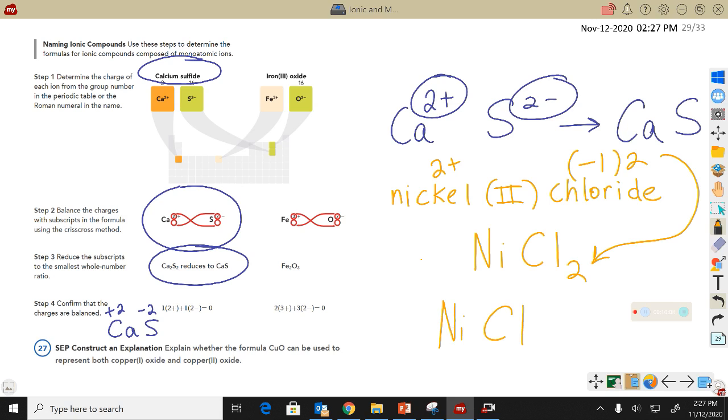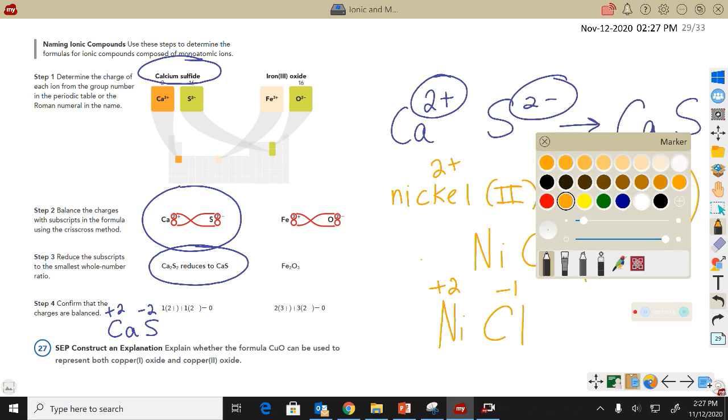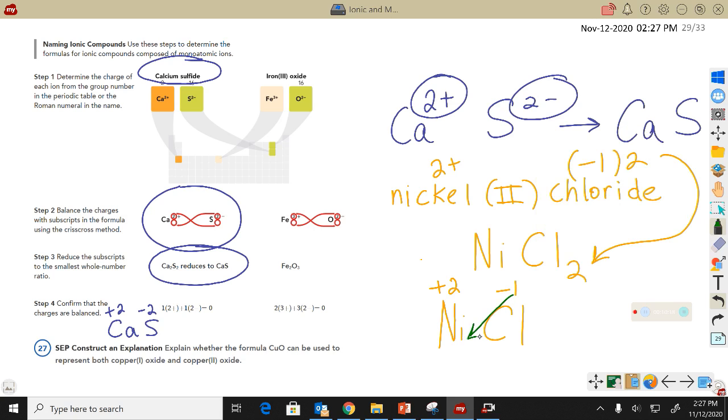You still have to find the charges. You still have to be a freak with charges. But then you can crisscross them. And so you crisscross the numerical charge. Obviously, we don't put the plus or minus in the final formula. So I also don't have to write a 1. I would not mark that wrong if you wrote a 1 behind nickel, but we just don't usually put 1s in our formula. And then I could crisscross down the 2. And you get the same formula.